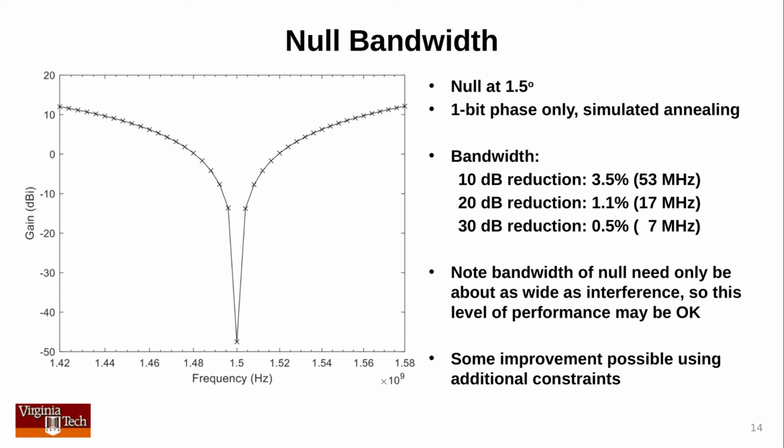Depending on how you define bandwidth, the bandwidth of this null is somewhere between 0.5% and 3.5%, which at this frequency is somewhere between 7 MHz and 53 MHz. That might actually be sufficient for the particular signals we're dealing with at this frequency. However, we don't need to settle for this, because there's every reason to believe that bandwidth can be dramatically increased simply by implementing some additional frequency domain constraints. And the ERS reflect array certainly has plenty of degrees of freedom available to do that.